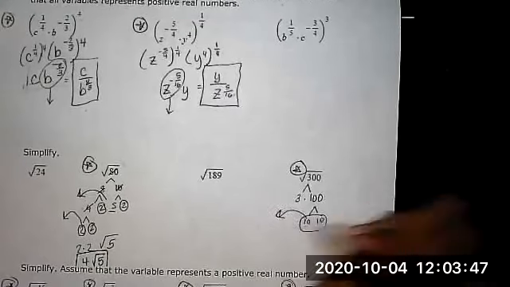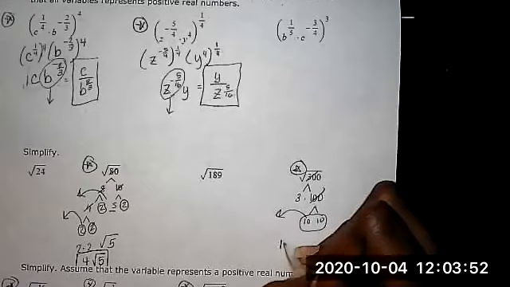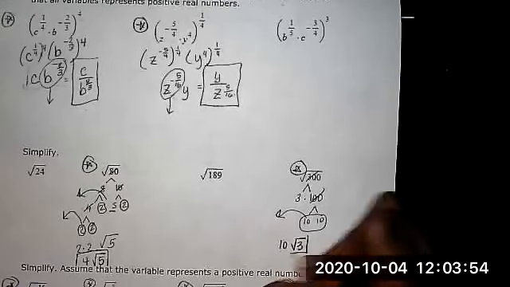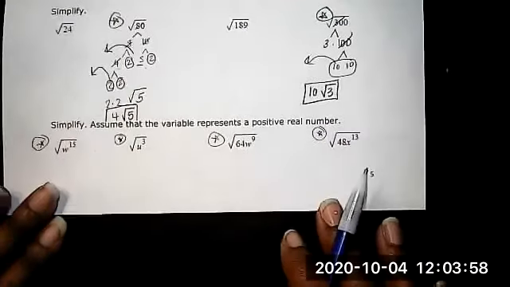So both of those come out once. The 3 doesn't have a partner. So this will be 10 on the outside. Square root of 3 has to be left inside. And again, practice makes perfect on those situations, okay?